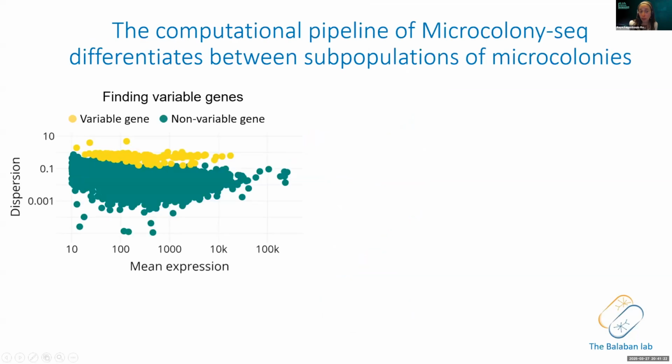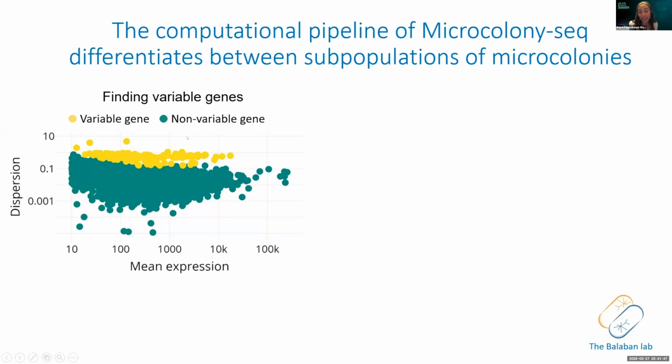Our computational pipeline has a step for identifying variable genes. In this plot, the x-axis is the mean expression of each gene in the bacterial genome. Each dot here is a gene. And the y-axis is the dispersion. This is a measure for variability. In yellow, you can see the genes that we marked as the variable genes.